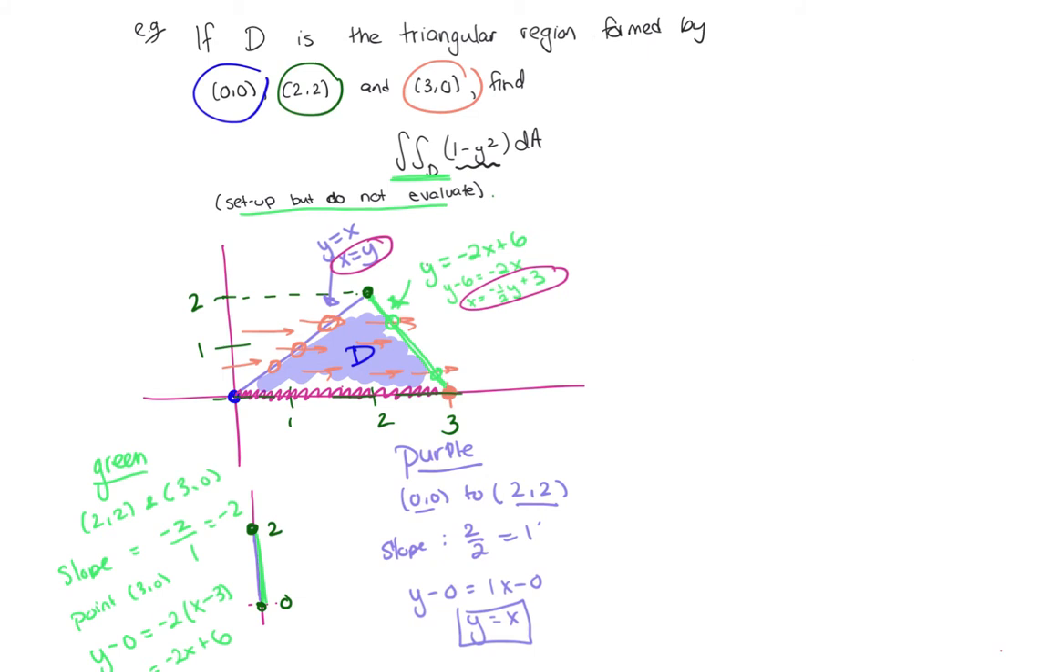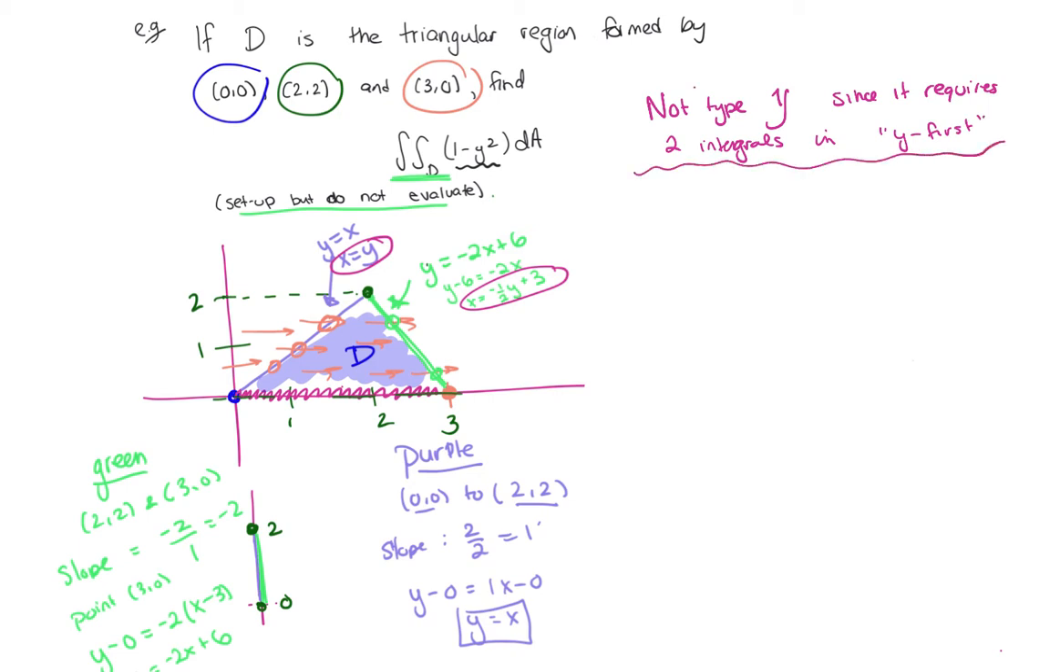Okay, so we have the same setup as we had before. I left all the equations of the lines in there. And we had said that this is not type y, since it requires two integrals in the y first perspective. But even though it's not type y, we could still set it up with y first. We just have to use those two integrals. So let's actually see what that's going to look like.